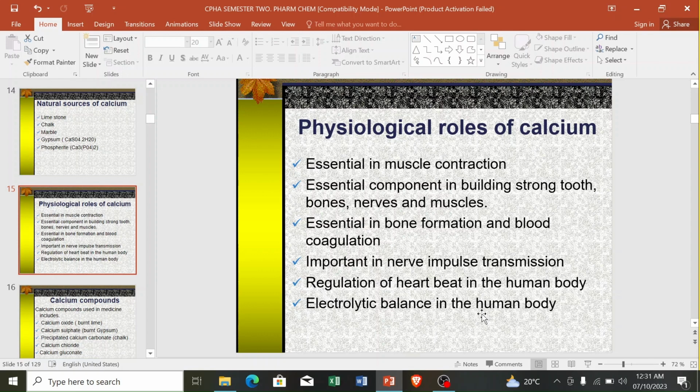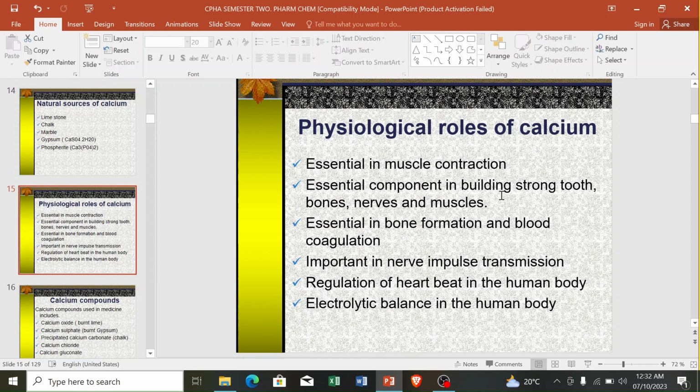So we need to appreciate the need to have a regular heartbeat. We also need to appreciate the need to know how the nerve impulse is transmitted across the synapse. And then we also need to appreciate electrolytic balance in the human body, and we shall be able to know why calcium is a very vital element in the human body as well as other animals or living organisms.